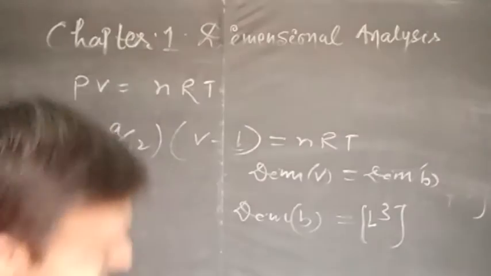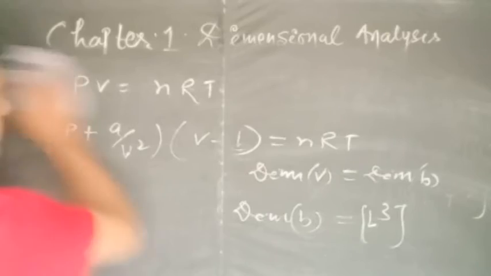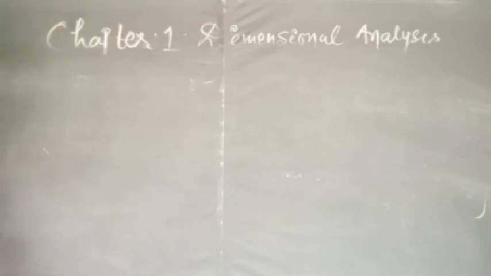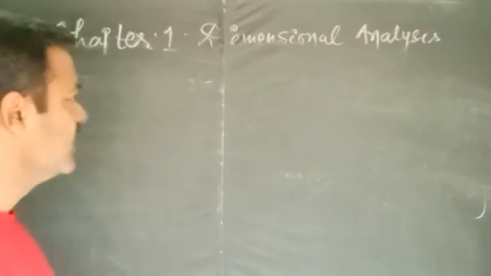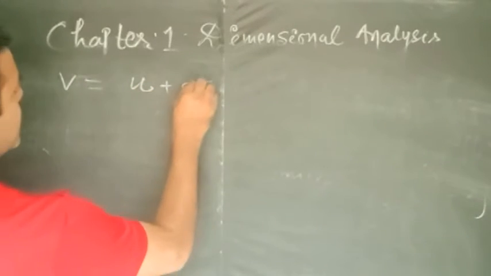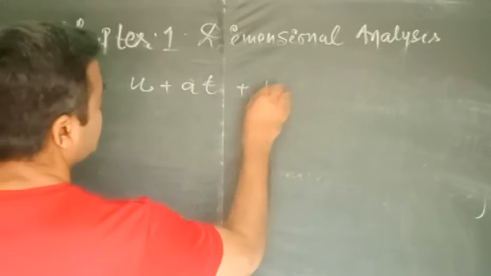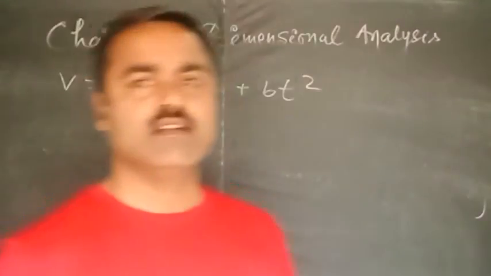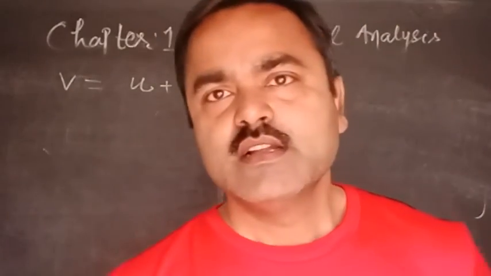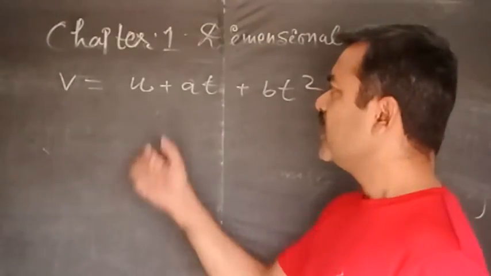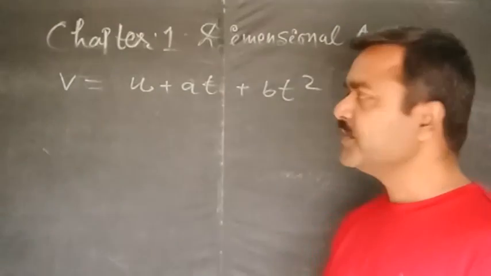One last question I am taking. How can you find the dimensional formula of physical quantities related by plus or minus in an equation? Here I am writing v = u + at + bt². Suppose that this is an equation, and here we have to find the dimensional formula of a and b, and the symbols have their usual meanings.